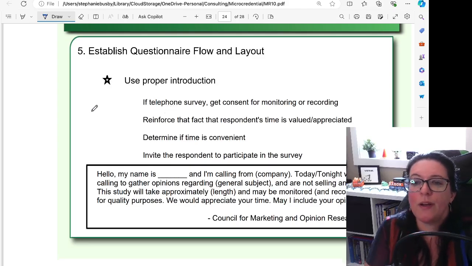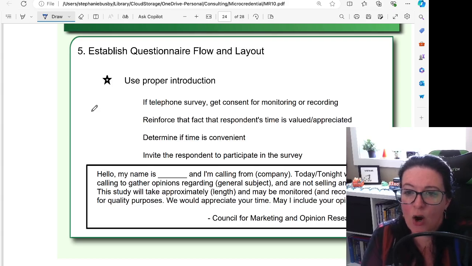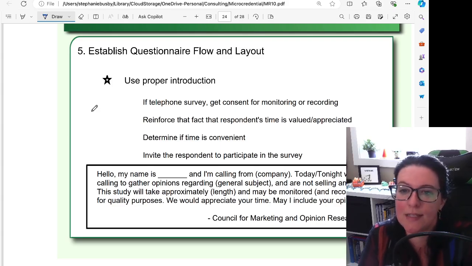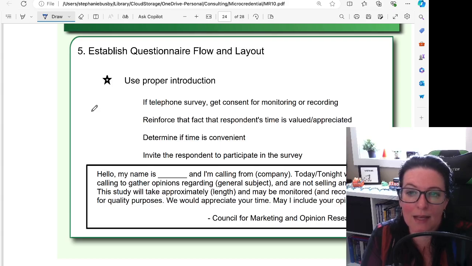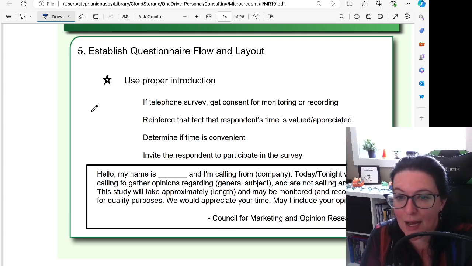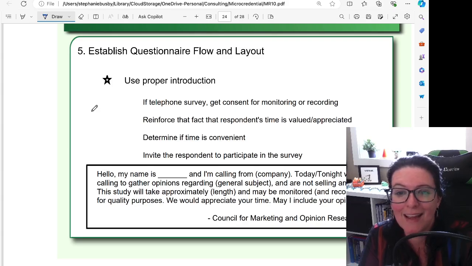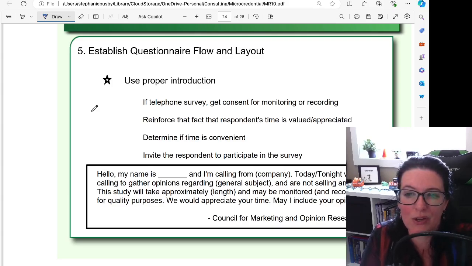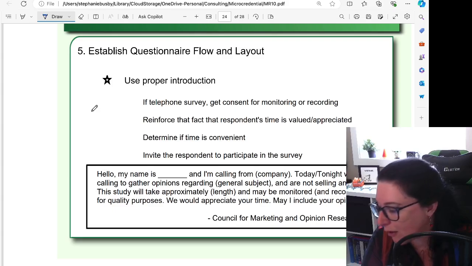If you are doing your survey, your questionnaire over the phone, so maybe it is a telephone survey, it is not a written one, you will still need to give that blurb, but it will need to be verbal. So you will need to have some kind of statement that tells them that you're valuing their time, how much time it's going to take. And here you're asking if it's time that's convenient for them, inviting them to respond to the survey and why it's important to hear from them.